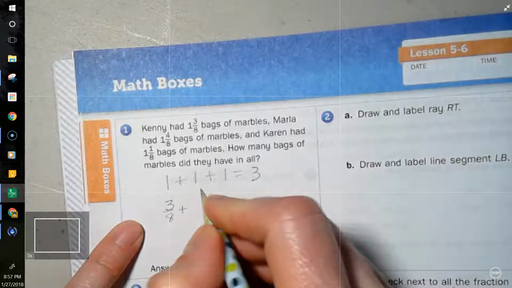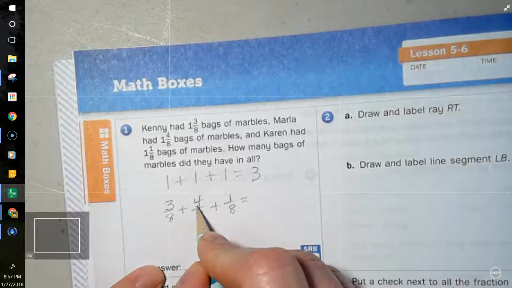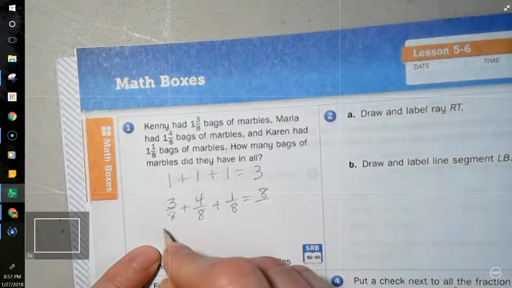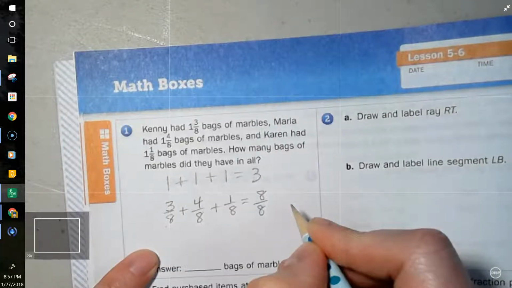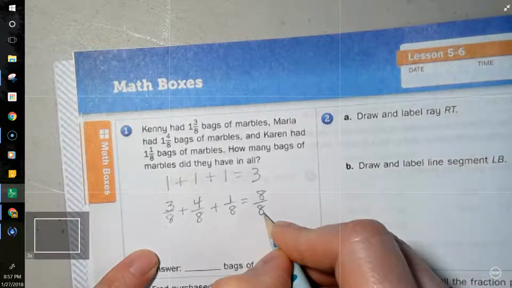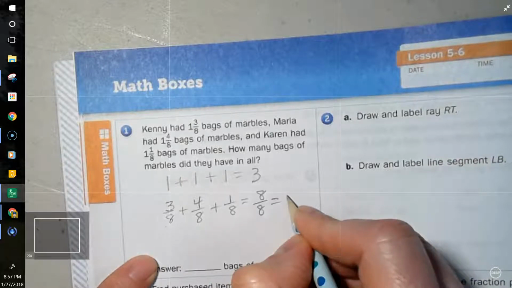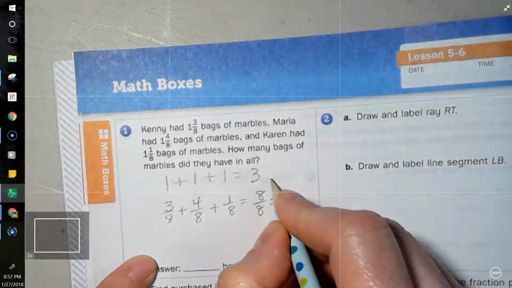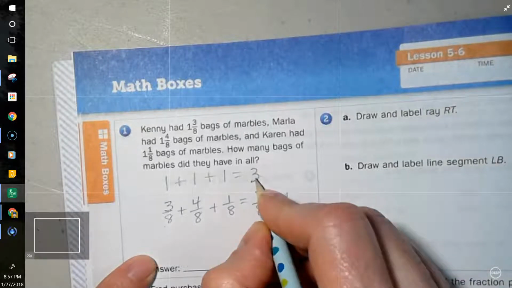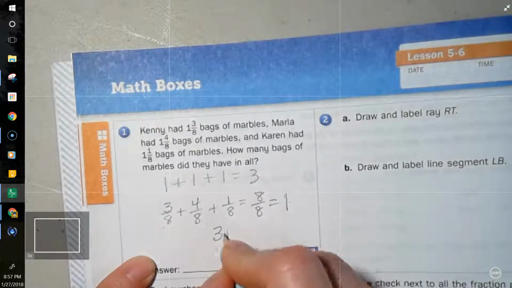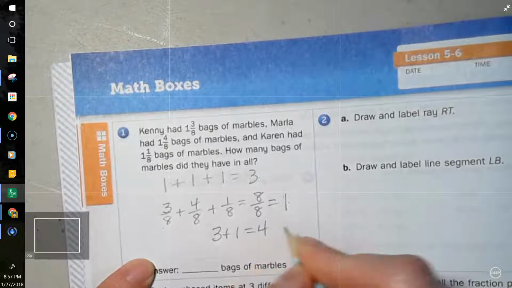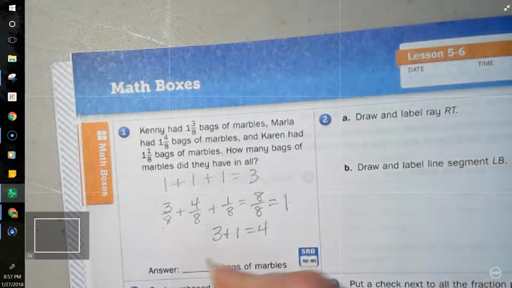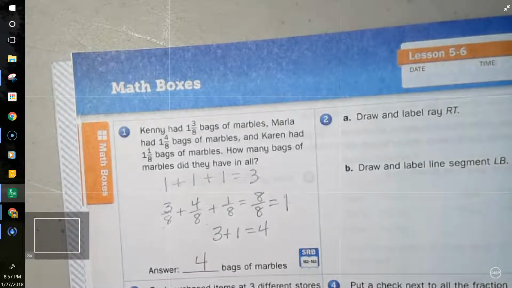And if I add that all up, 3 plus 4 plus 1 gives me 8 as my numerator, and my denominator, which names the pieces, tells me that they're all eighths, so that gives me 8/8, and I know that 8/8 is a whole. So I can now take that and add that together with the other wholes that I have, so 3 plus 1 equals 4, and the answer is 4 bags of marbles.